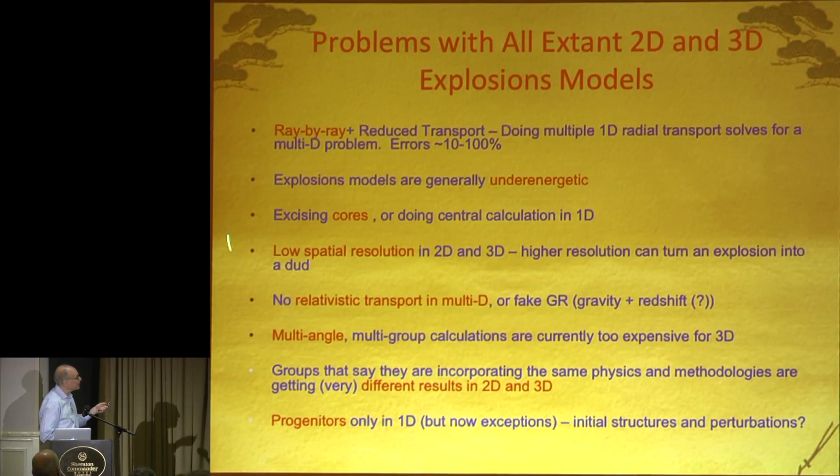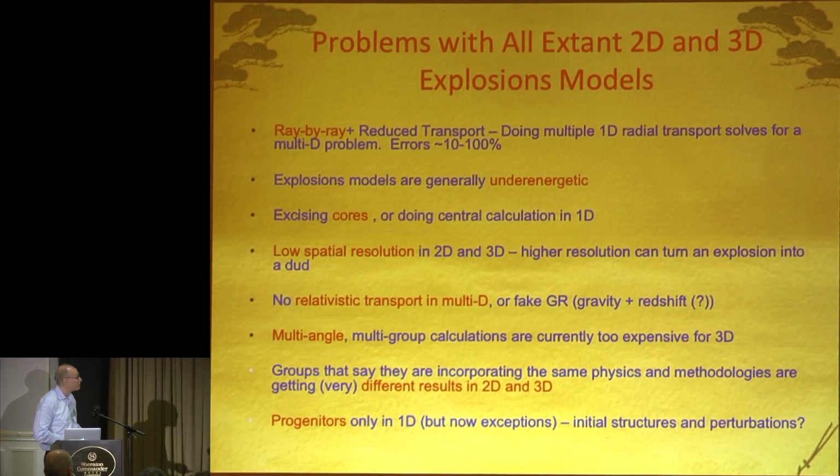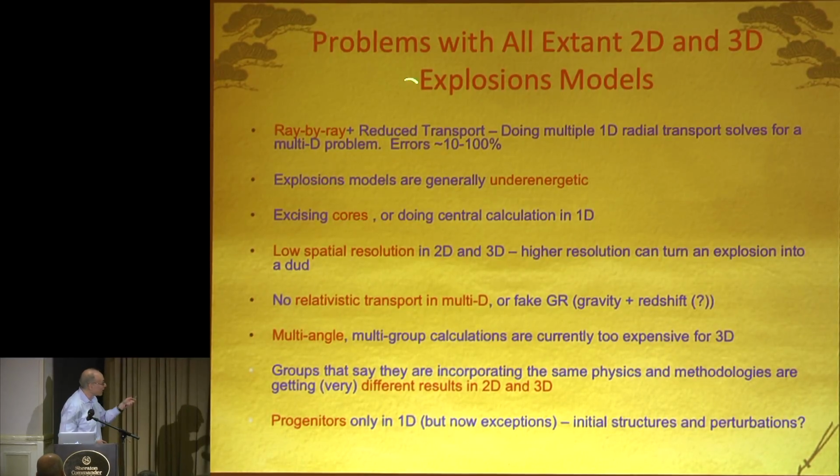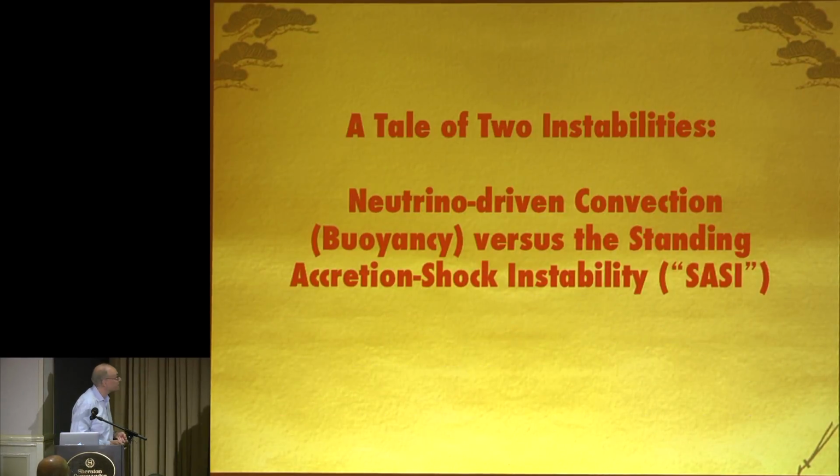It's frequently the case that calculations are done excising the cores. So it might be multi-D on the outside, but it's 1D in the center. That way you can't get kicks, and if there's some interesting turbulence in the interior, you've ignored it. There are many other examples of problems here. I think the progenitor structures are key.